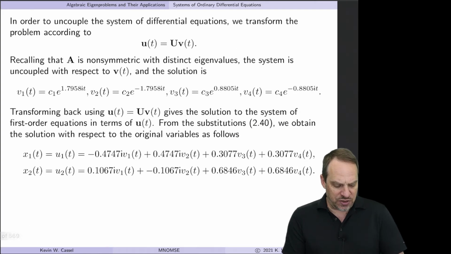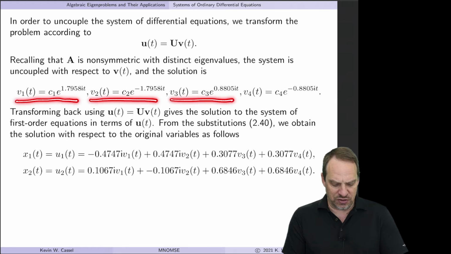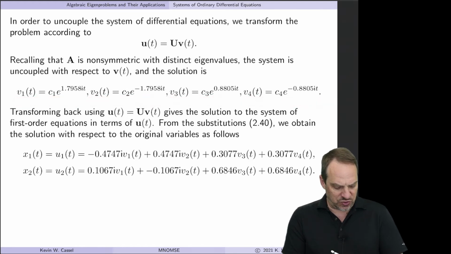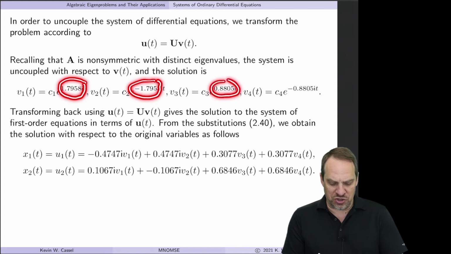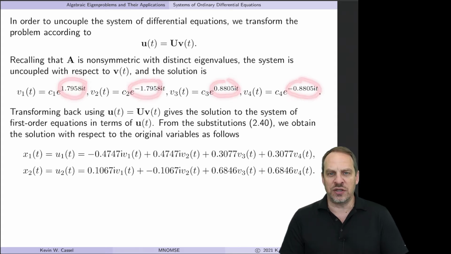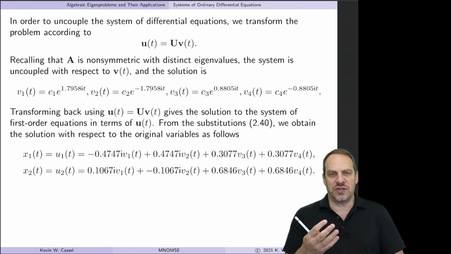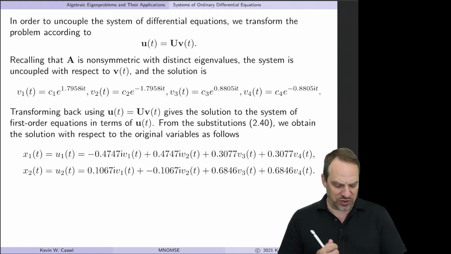And that's done using this transformation from U to V. And in terms of V, the solutions are given here. Once again, as soon as we know the eigenvalues, we know the solution of the uncoupled system in these cases where it's fully diagonalized.